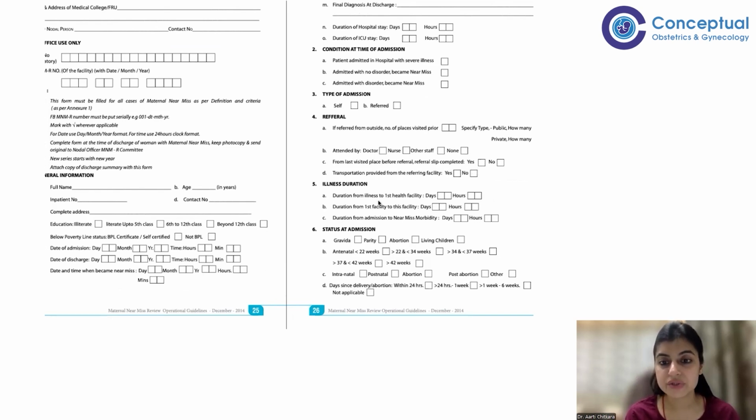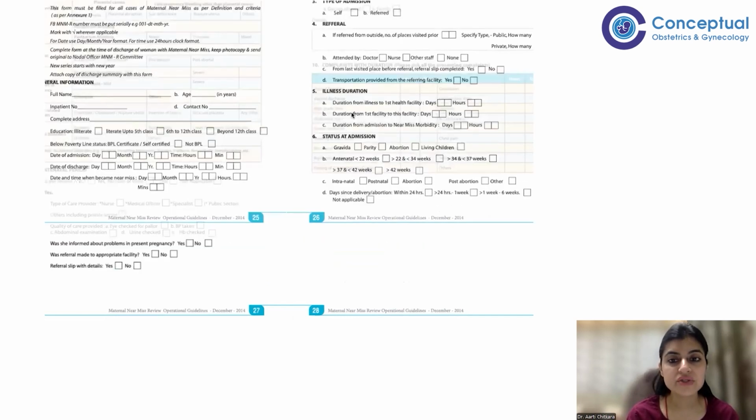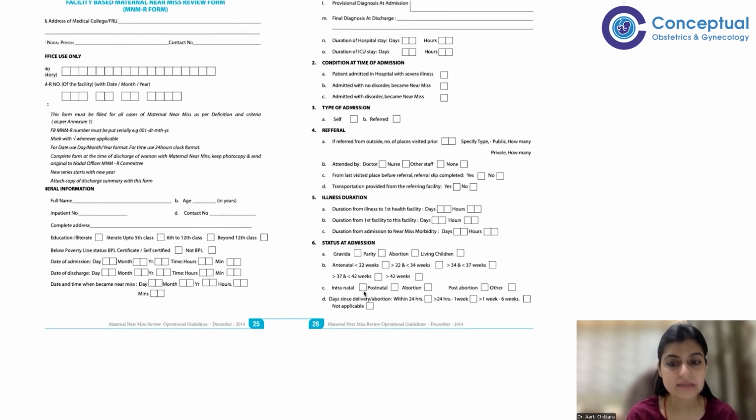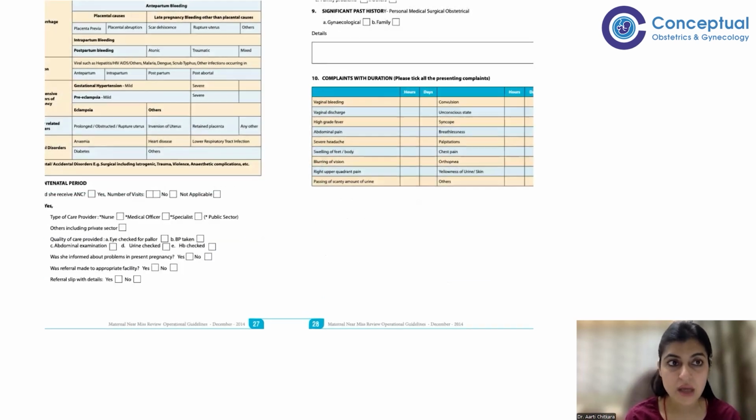Illness duration is the duration from illness to the first health facility, in days and hours. From the first facility to this facility, then the duration from admission to near miss morbidity. Status at admission covers gravida, parity, abortion, living child, ANC, intranatal care, days since. So it's a very elaborate form which talks about very detailed things, and it gives you very thorough and comprehensive information about women's health and status.